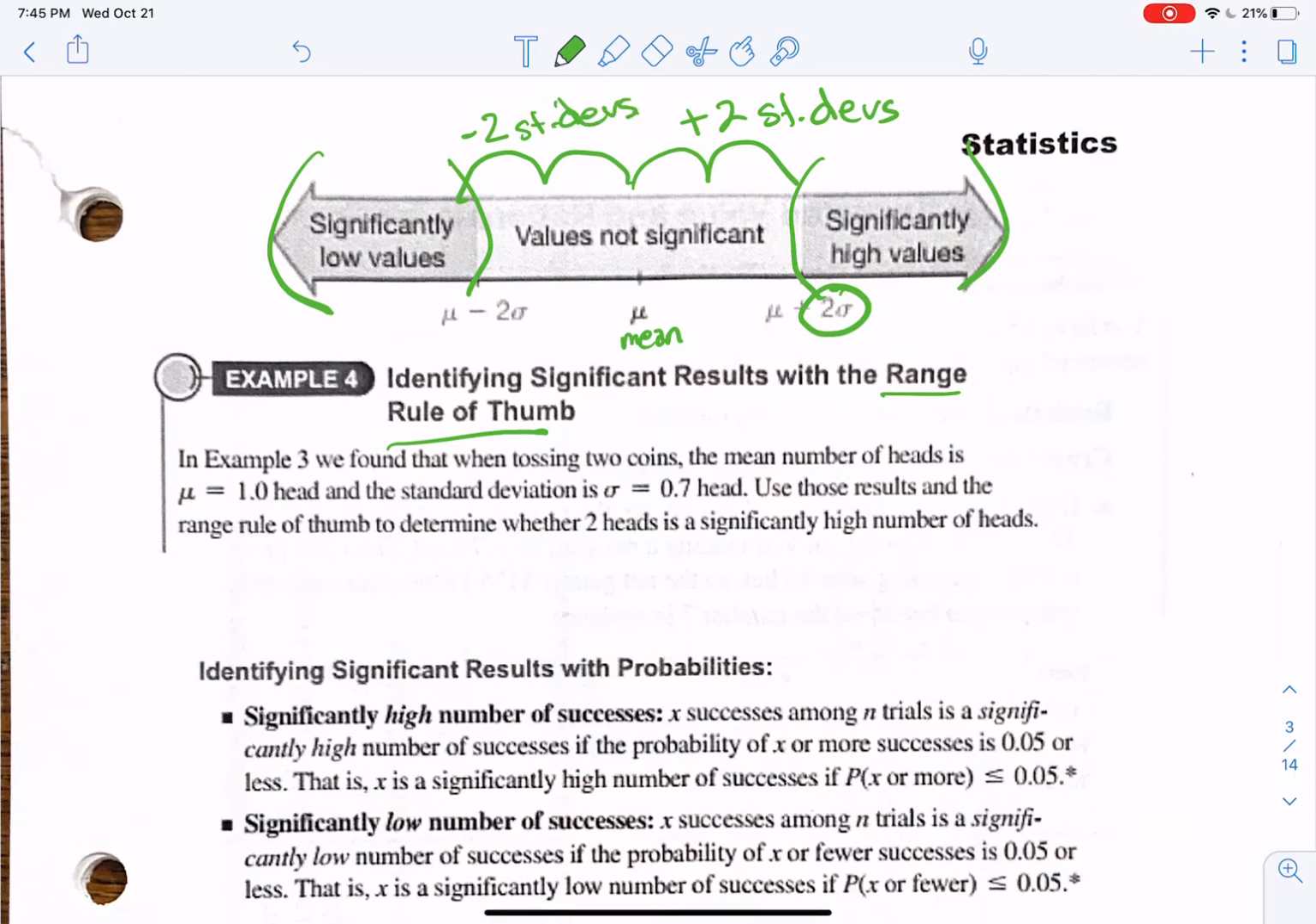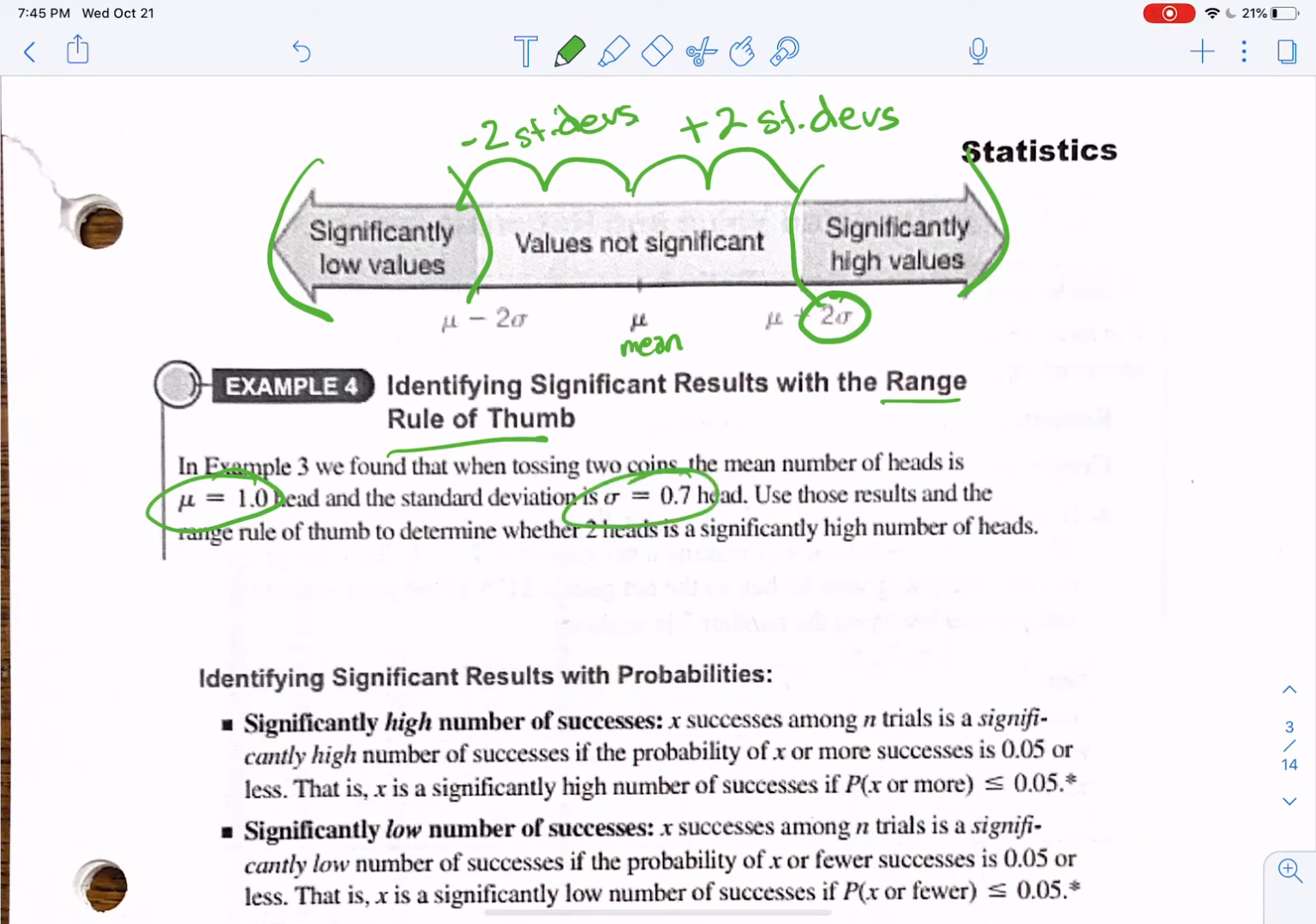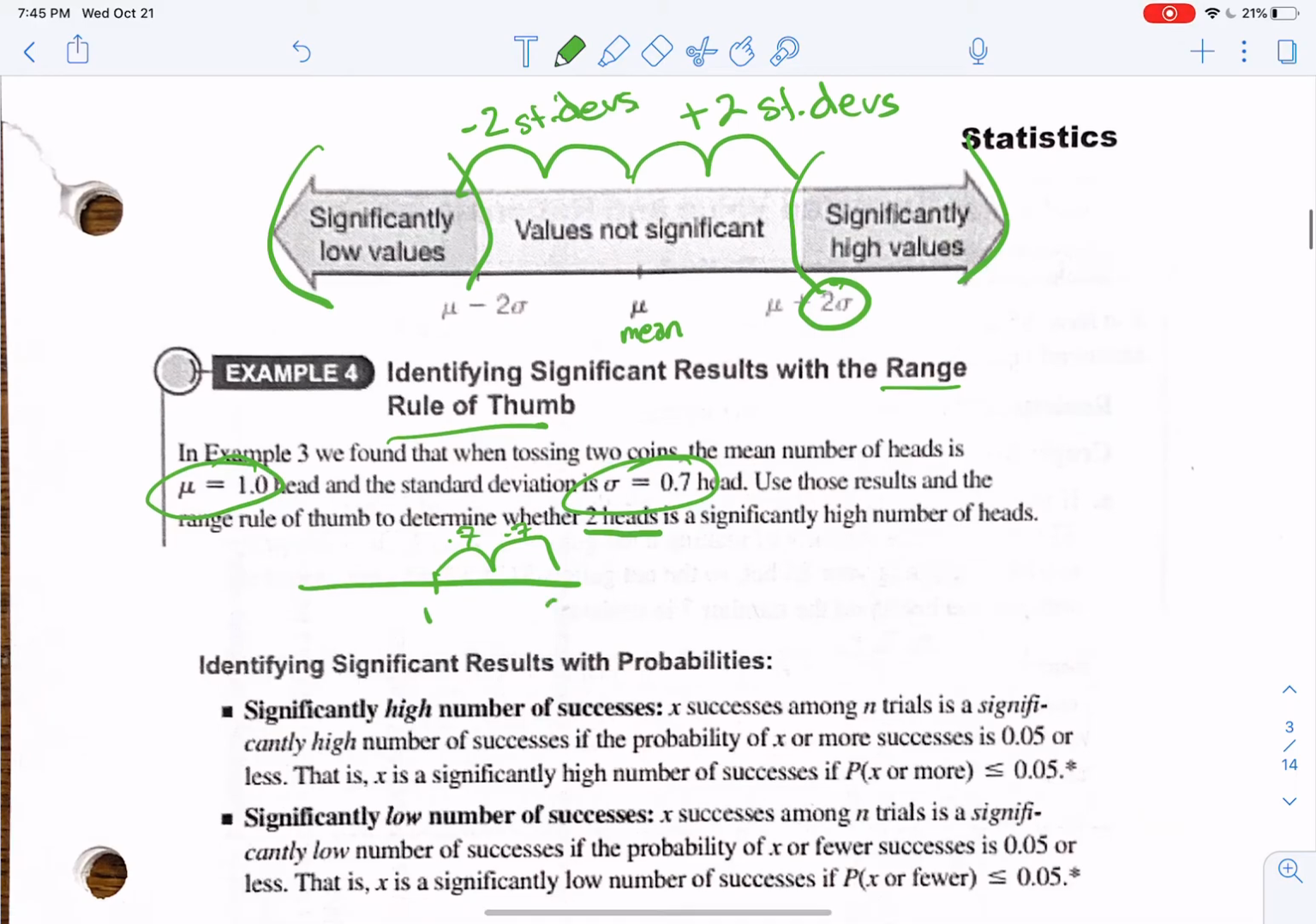Okay, so they ask us in example 3, we found that tossing 2 coins, the mean number of heads is 1 and the standard deviation is 0.7. Use those results and the range rule of thumb to determine whether 2 heads is a significantly high number of heads. Okay, so 1 is my average in the middle. If I add 0.7 and 0.7, that would be like adding 1.4 to this guy, so that would be 2.4. If I subtract 0.7 and 0.7, that would give me negative 0.4, which is unrealistic. There's no way you can get a negative 0.4, but we'll just go with it.